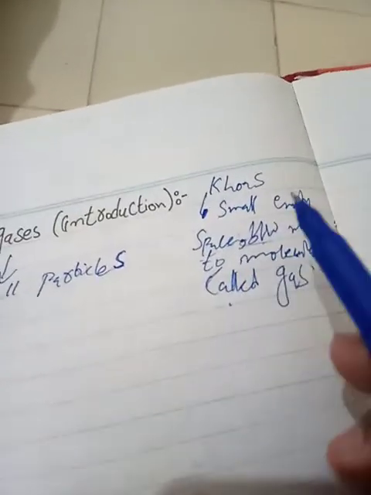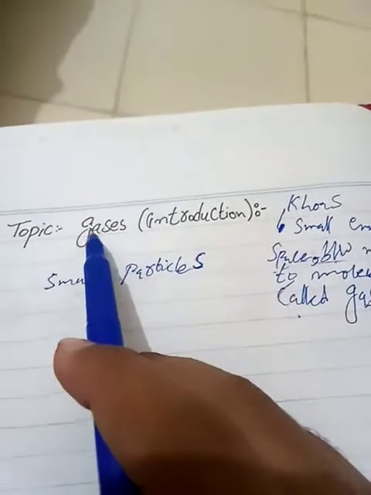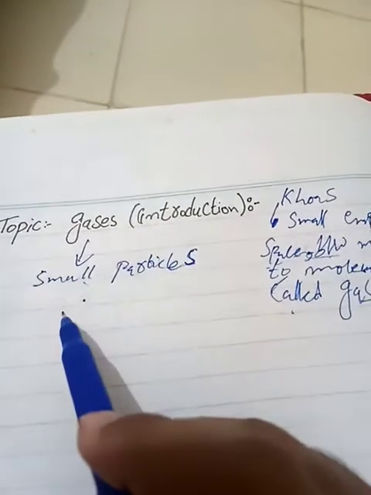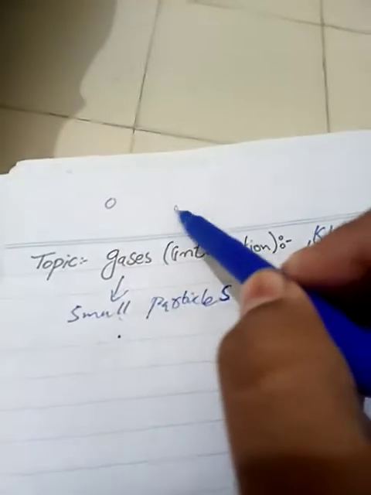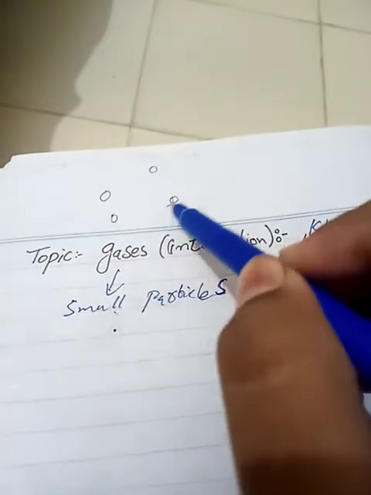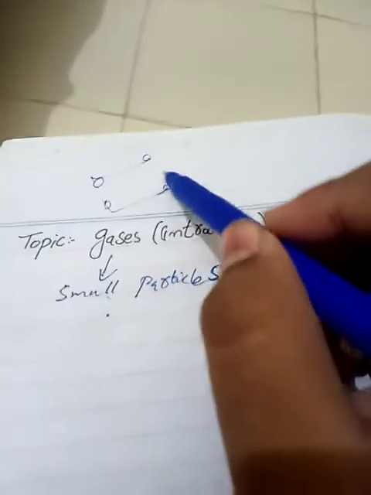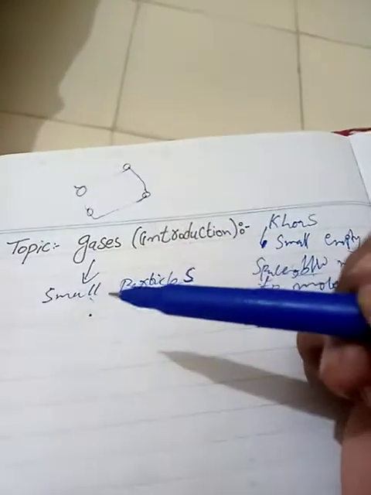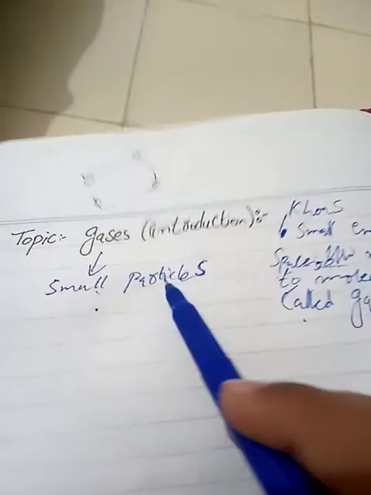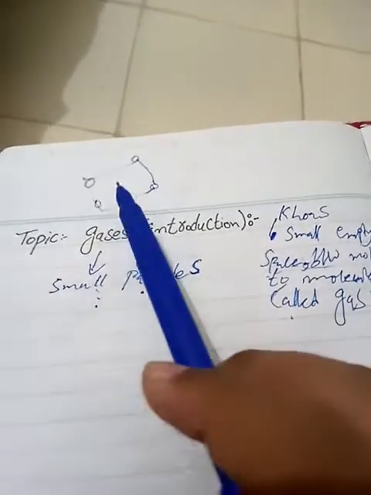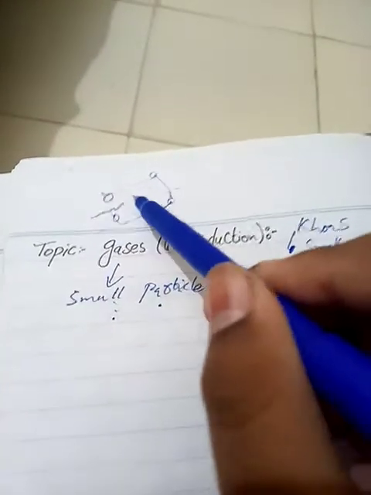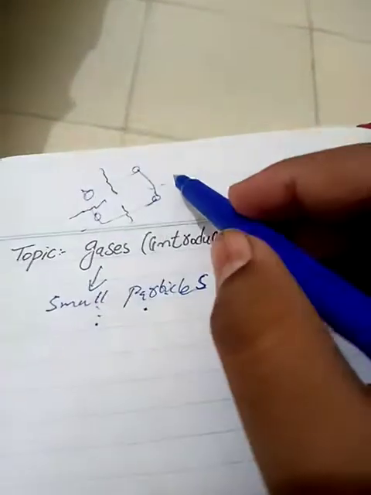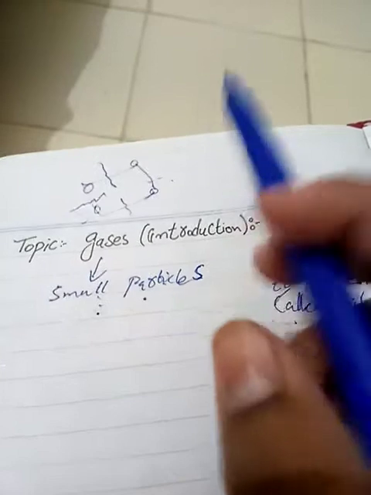So the definition of gases would be that a small empty space between molecules to molecules is called gases. Here gases consist of small particles, which are atoms, and there is a lot more space between molecules. I know you may be thinking that this is not an important video, but I will be covering everything from basics to advanced. Gases are free to move, and they will take the volume of a container.